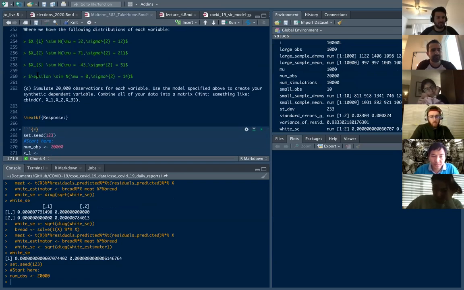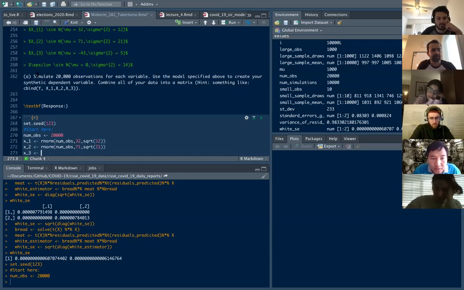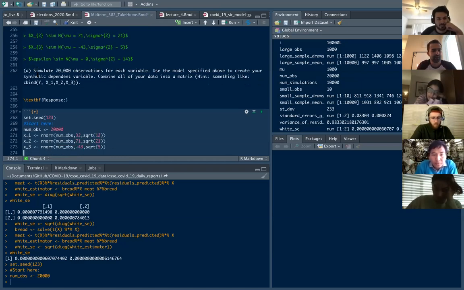X1 is going to be simulating draws from a random normal distribution with 20,000 observations. We're going to have a mean of 32 and a sigma squared of 12, so the standard deviation is the square root of 12. X2 is going to be rnorm of num obs, with a mean of 71 and a standard deviation of the square root of 21. X3 is also draws from a random normal distribution, with a mean of minus 43 and a standard deviation of the square root of 5.